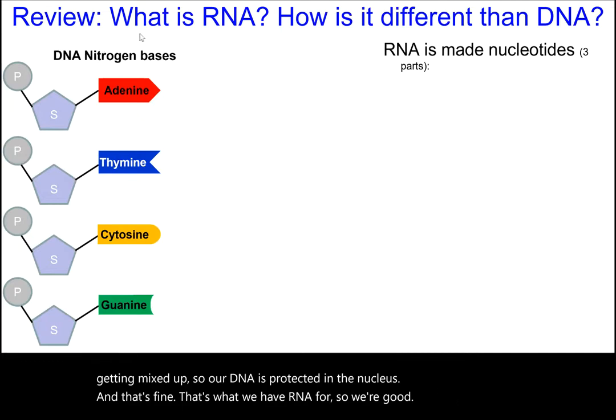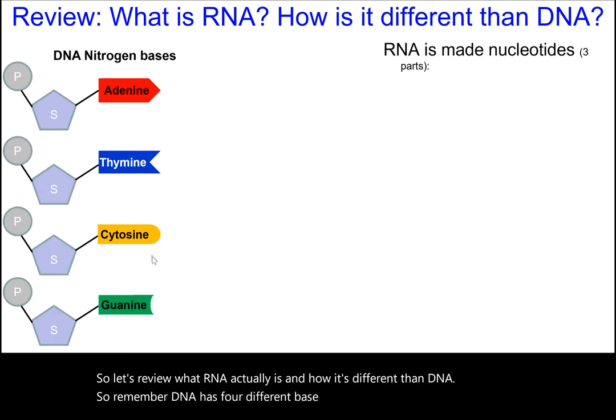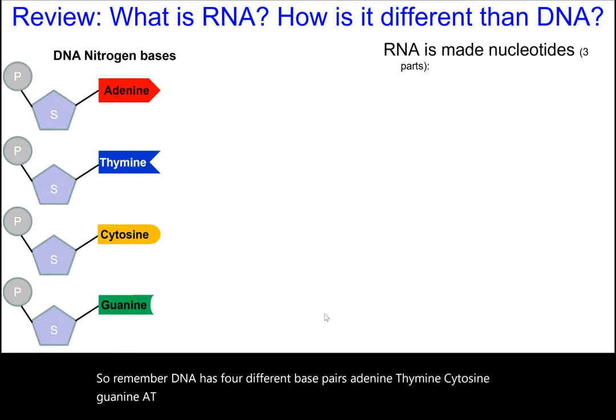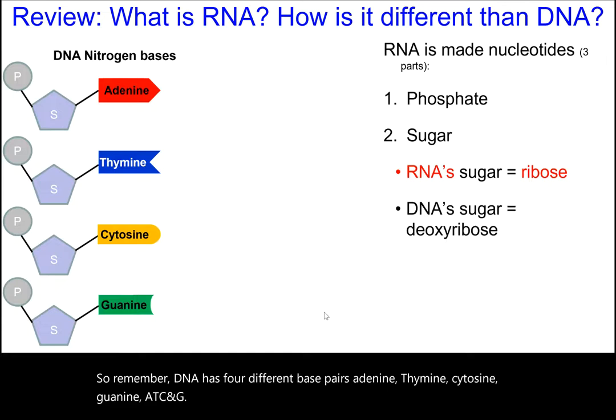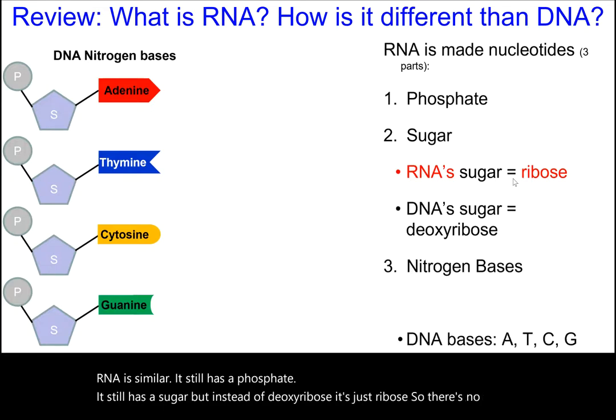So let's review what RNA actually is and how it's different than DNA. So remember, DNA has 4 different bases: adenine, thymine, cytosine, and guanine, A, T, C, and G. RNA is similar. It still has a phosphate. It still has a sugar, but instead of deoxyribose, it's just ribose. So there's no oxygen missing. And we have different bases.